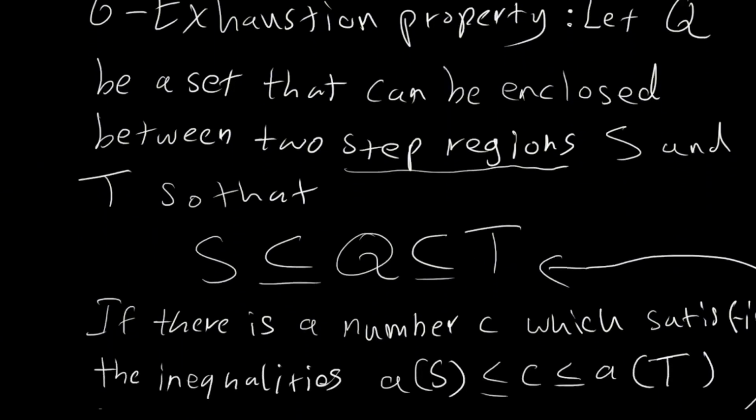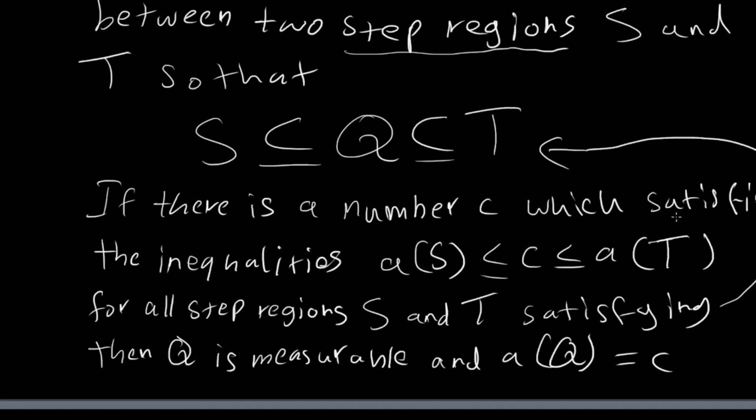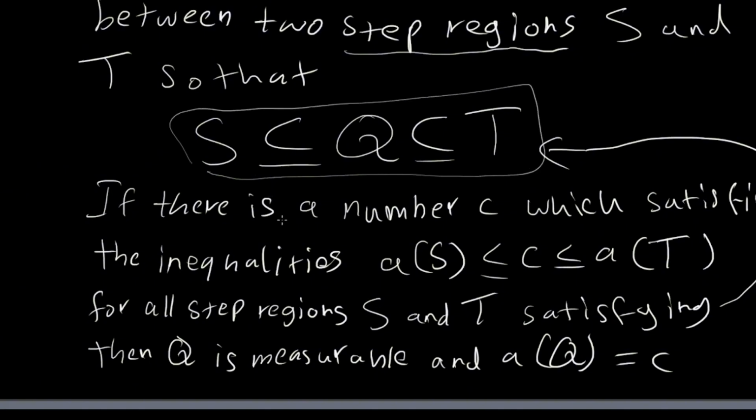So if there is a number C which satisfies the inequalities, area of S is less than or equal to C, which is less than or equal to area of T, for all step regions S and T satisfying this, then Q is measurable and the area of Q is equal to C. And these are all the 6 axioms of area.